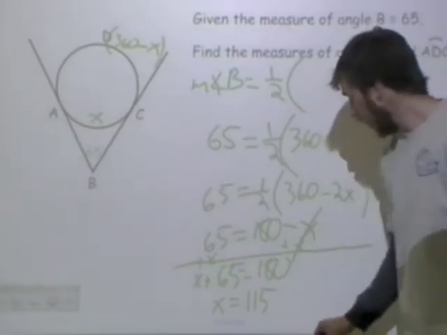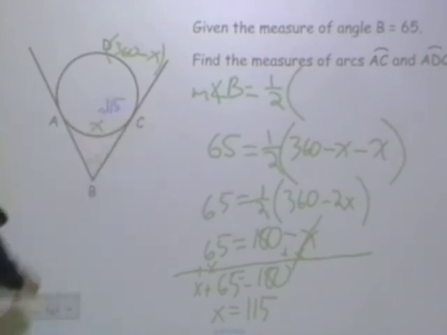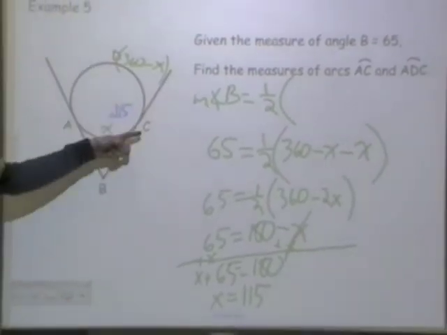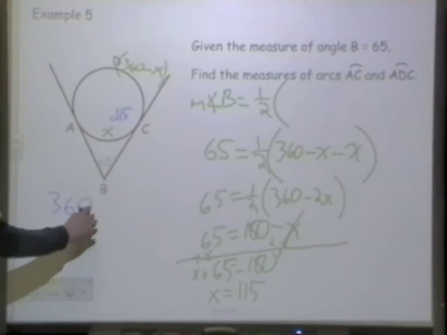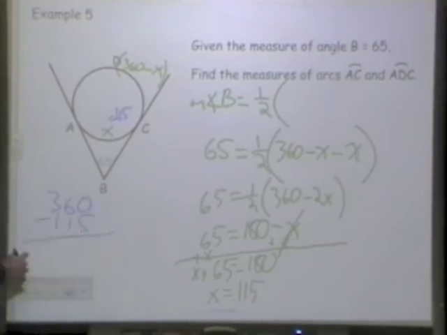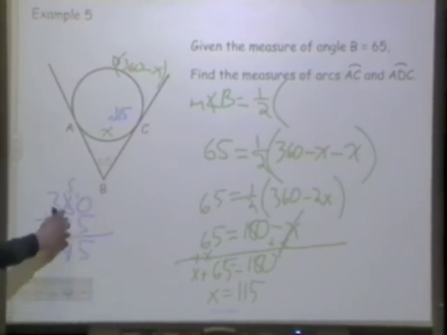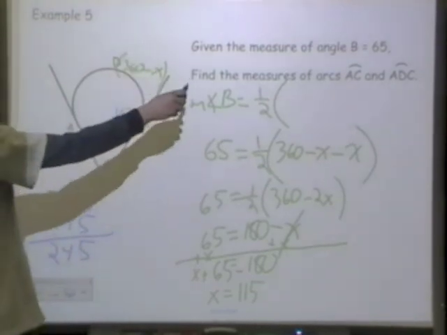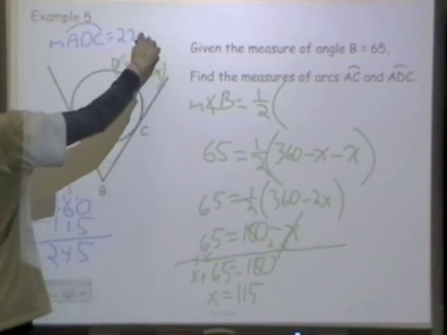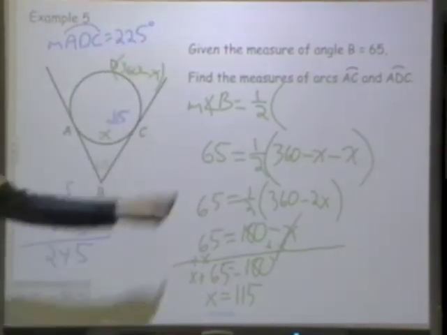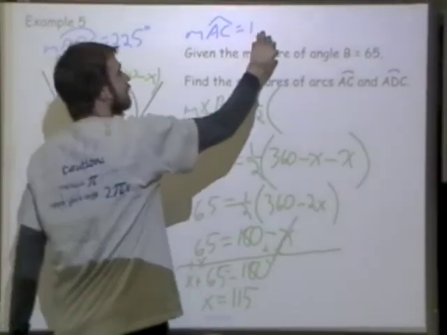So that's half of the problem. We know that x, arc AC, is 115. And we're ready to find major arc ADC, which 360 minus 115 will get us that answer. So 360 minus 115. We have to borrow. 10 minus 5 is 5. 5 minus 1 is 4. And 3 minus 1 is 2. So the measure of arc ADC is 225 degrees, and the measure of arc AC is equal to 115 degrees.